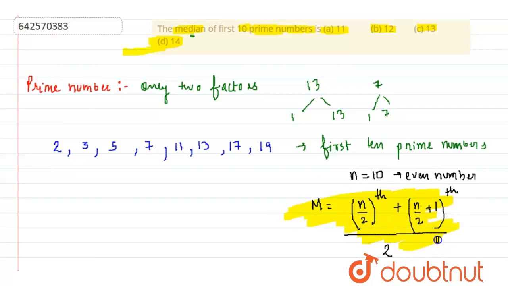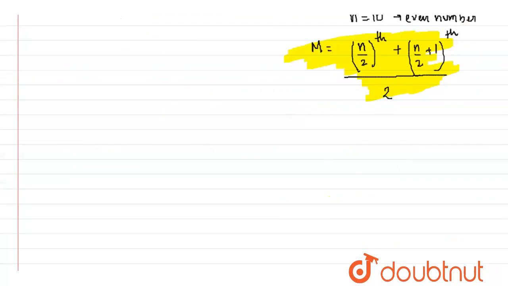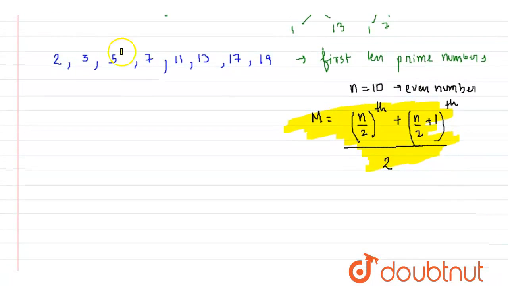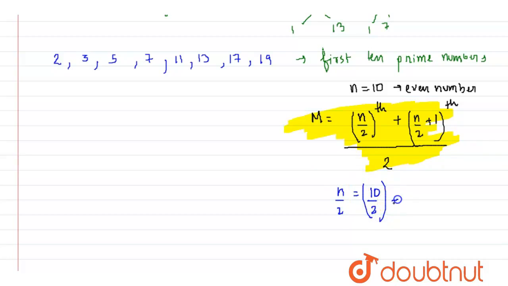Before that, we have to find the (n by 2)th term. So what is the (n by 2)th term? n by 2 is 10 by 2, that is nothing but the 5th term. So which is the 5th term over here? 1, 2, 3, 4 and 5. This is the 5th term over here.